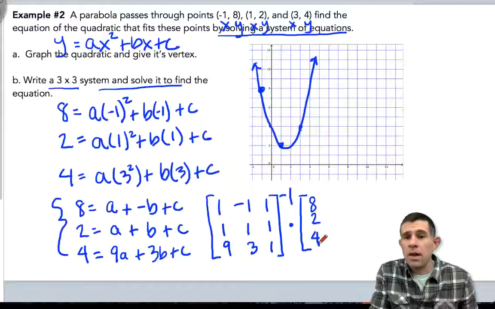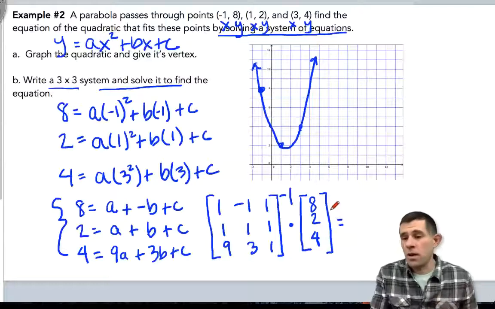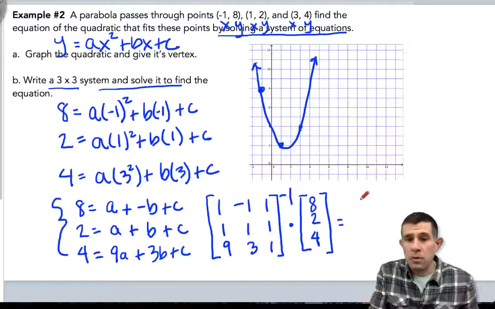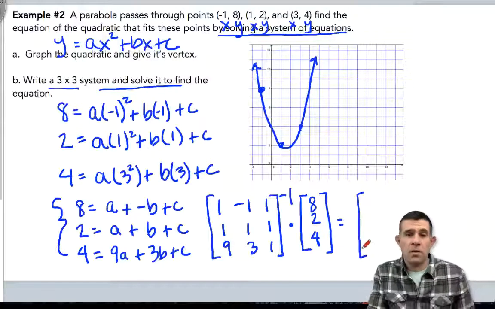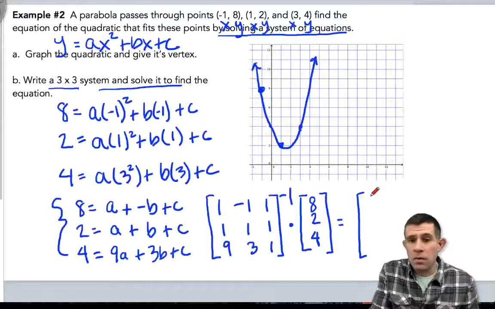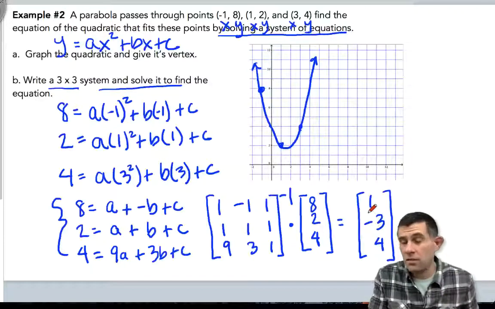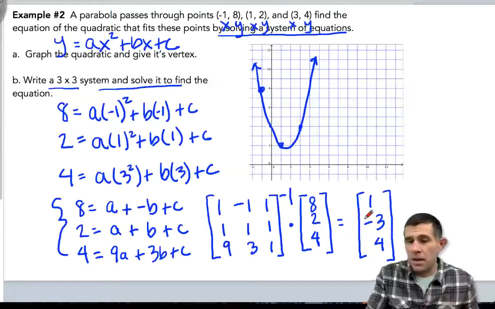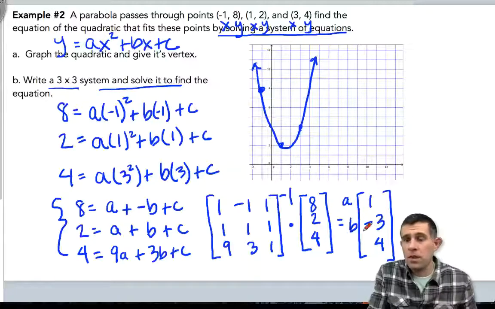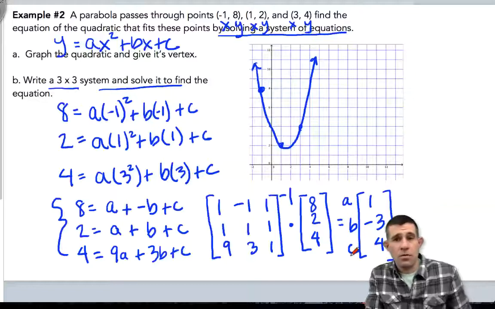Now, when we multiply it by 8, 2, and 4, we will get the values for A, B, and C. When we plug that into our graphing calculator, we end up with the values of 1, -3, and 4. You can go ahead and test that just to make sure that is in fact the case. And so that means my A value is 1, my B value is -3, and my C value is 4.